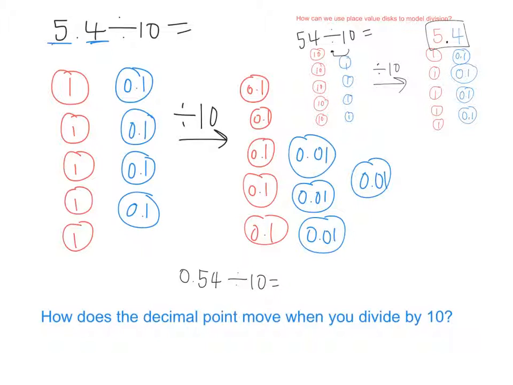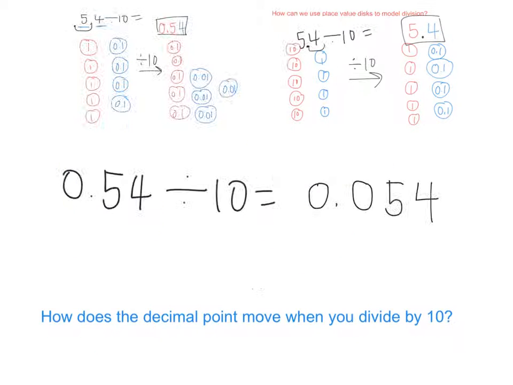Okay, so let's look at what our answer should be. Do I have any ones in my answer? No. Do I have any tenths? Yes. How many tenths do I have? 5. So I have 5 tenths. Do I have any hundredths in my answer? Yes. How many? 4. So for my answer, 5 4 tenths divided by 10 is 54 hundredths. Does that fit what we know about moving the decimal point over to the left? Yes. As we see with these place value discs, it just proves what we already know, which is when we divide by 10, the decimal point moves 1 place value over to the left.